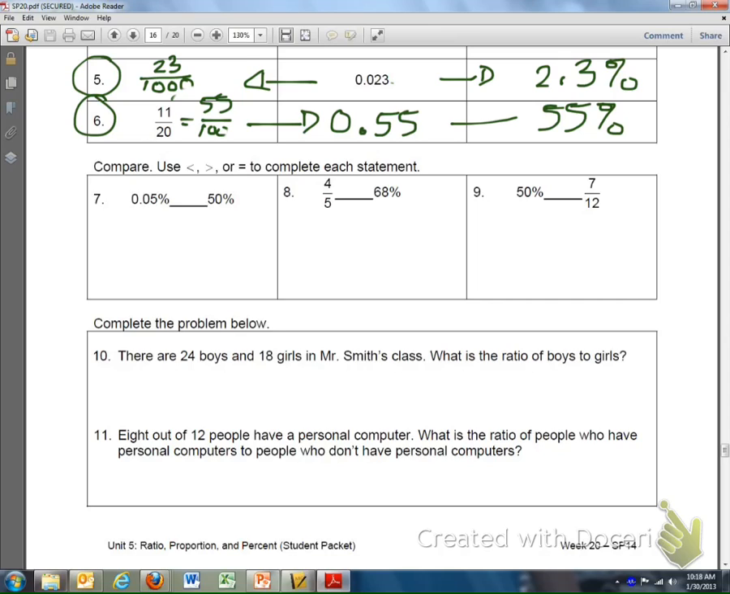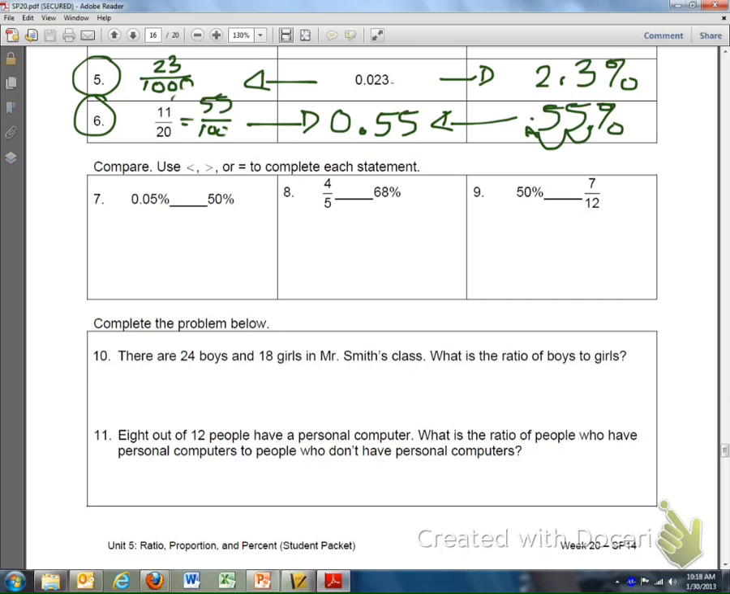Another way to get there is to take your percent, take your decimal, move that over 2 spaces, and there's your 0.55, your 55 hundredths. So there's more than one way to get there. So there goes help with tonight's homework assignment. There goes 5 and 6.